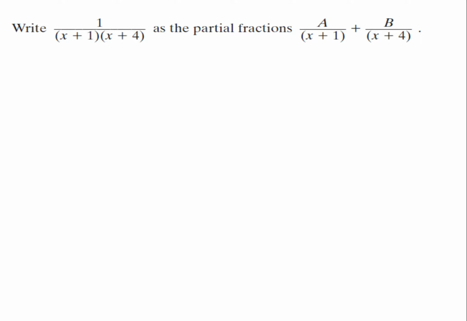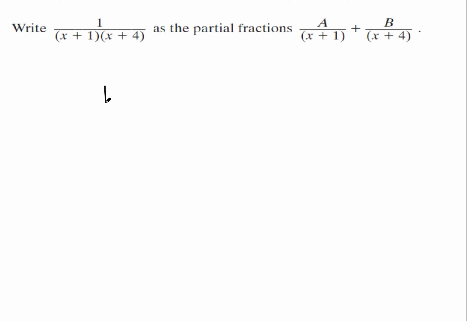In this video, we're going to take a look at identities and fractions and how we might deal with those. So the question is to write 1 all over x plus 1 by x plus 4 as partial fractions. So they're just asking us to separate it out, and really at the root of it, they're just asking us to find a and b. So I would just focus on trying to find a and b.